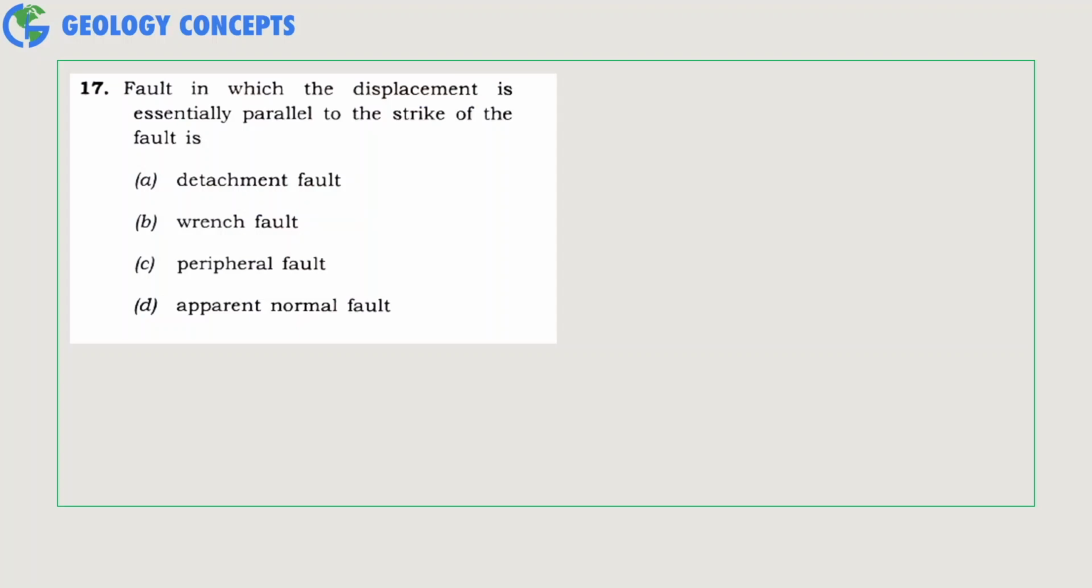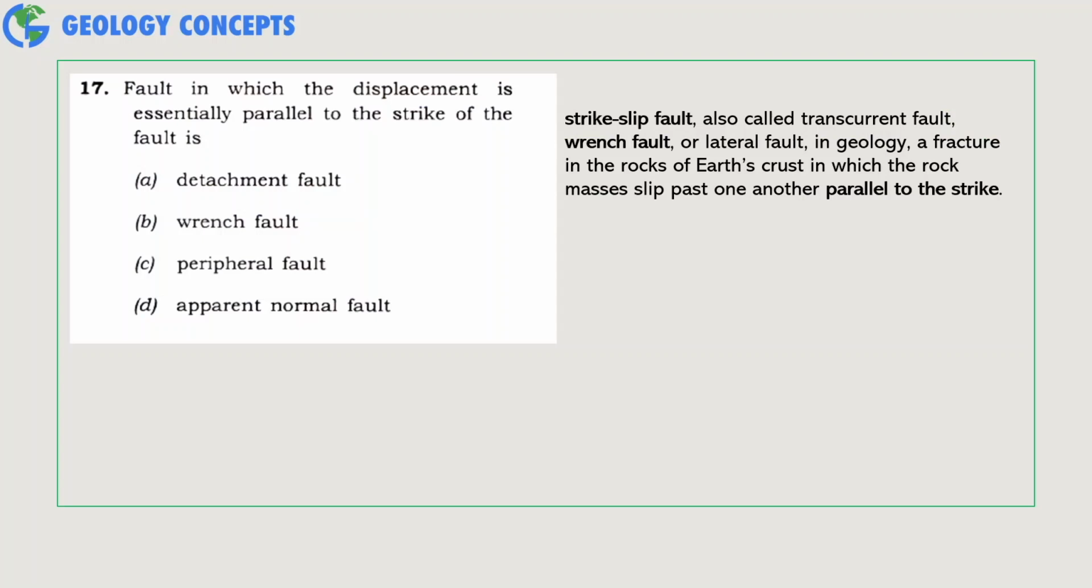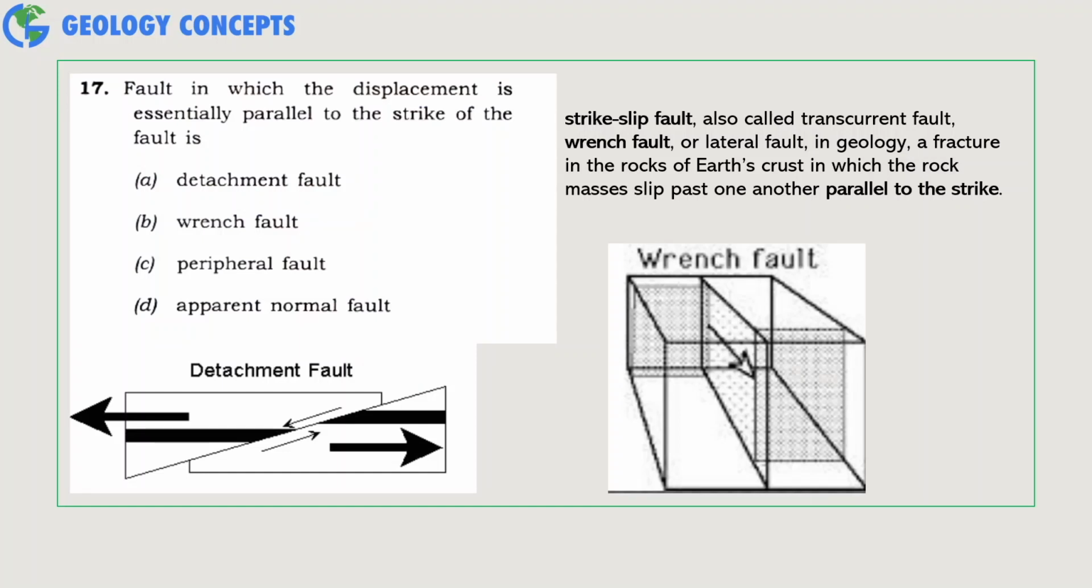Okay, so the next question asks, fault in which the displacement is essentially parallel to the strike of the fault is which one of the following? Detachment fault, range fault, peripheral fault, or apparent normal fault? So, range fault is a type of strike slip fault in which the rock masses slip past one another parallel to the strike. In detachment, peripheral and apparent normal fault, slip is perpendicular to the strike. Hence, option B will be the right answer.